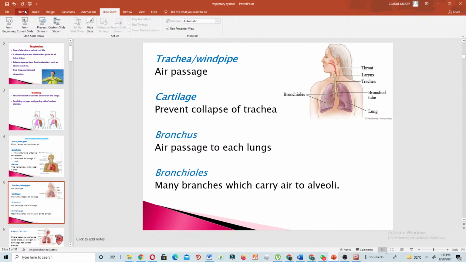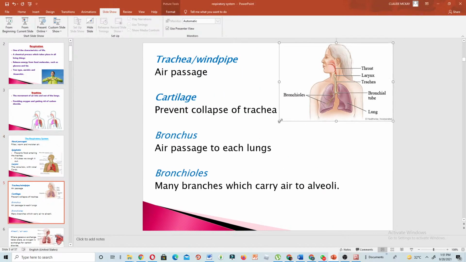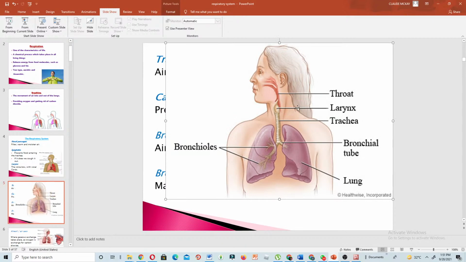All right, moving on to some other parts that make up the human respiratory system. We have the trachea slash windpipe. We can use any one of these terms once we're explaining the respiratory tract. So whether you want to say trachea or windpipe, no problem. So this is the trachea right here. It is also known as the windpipe.